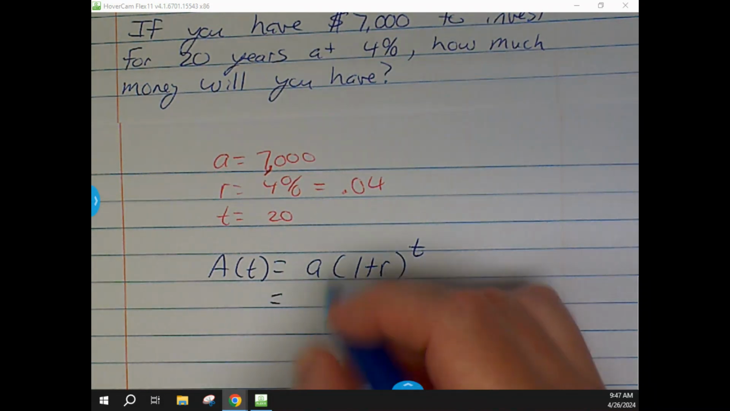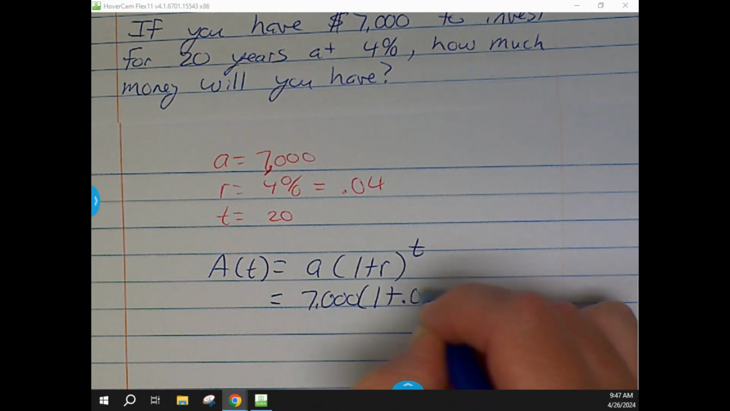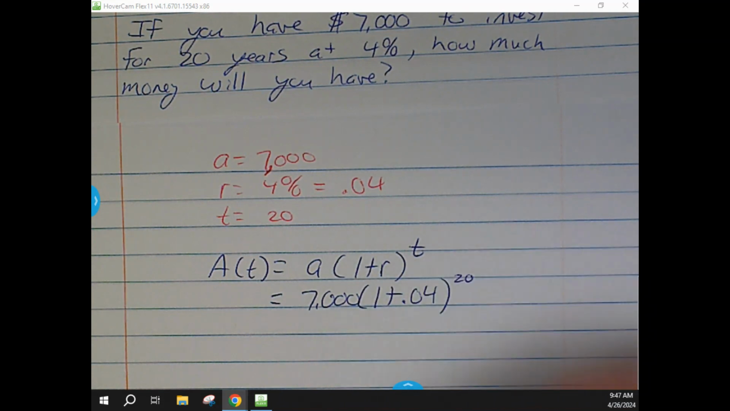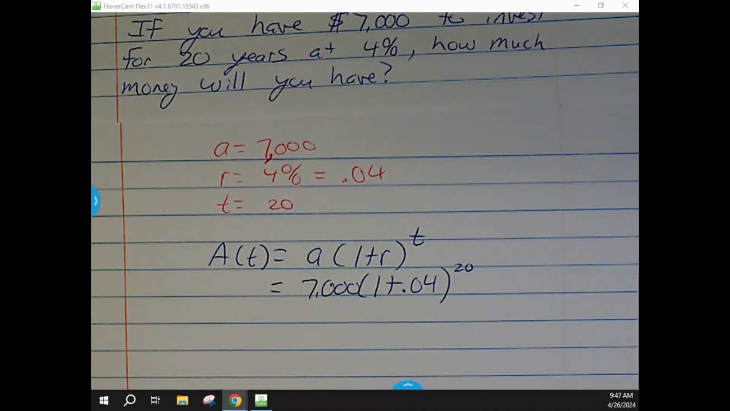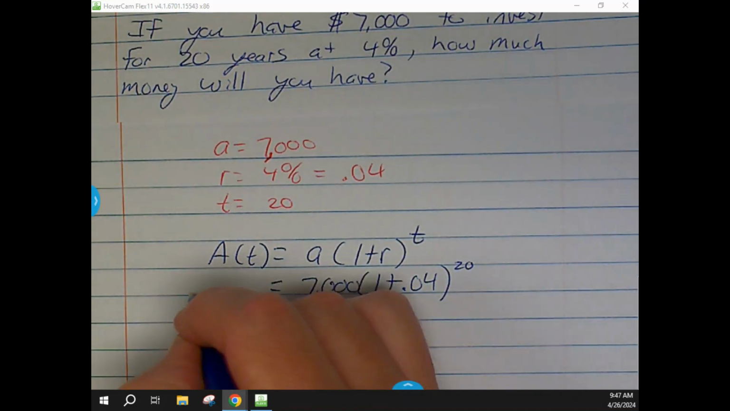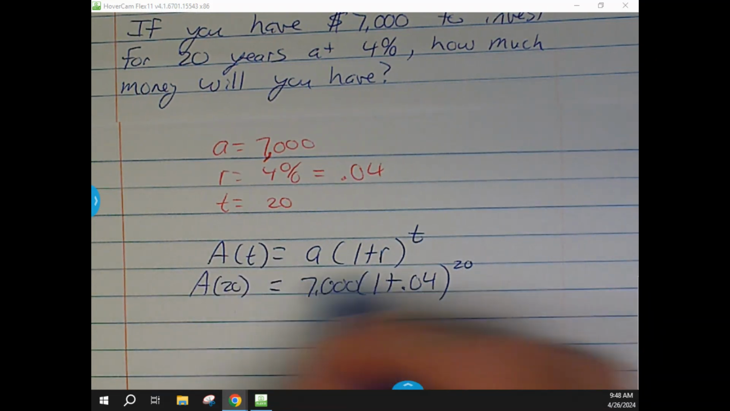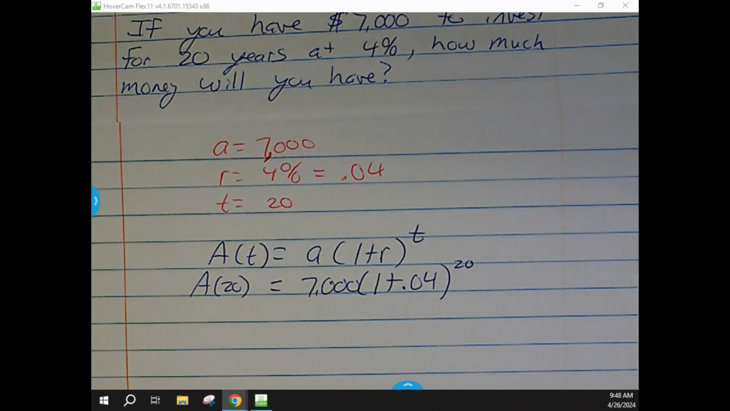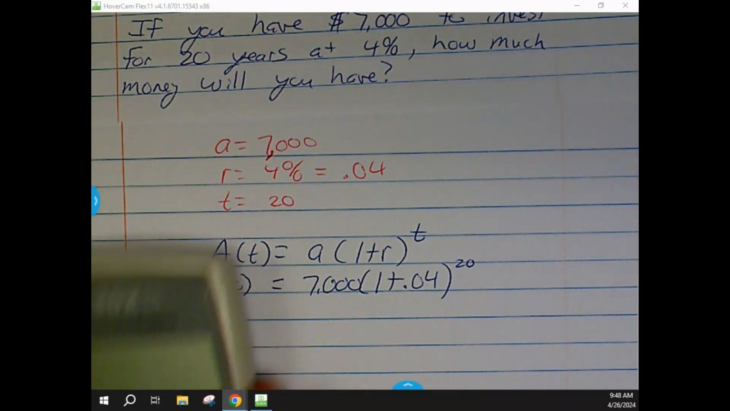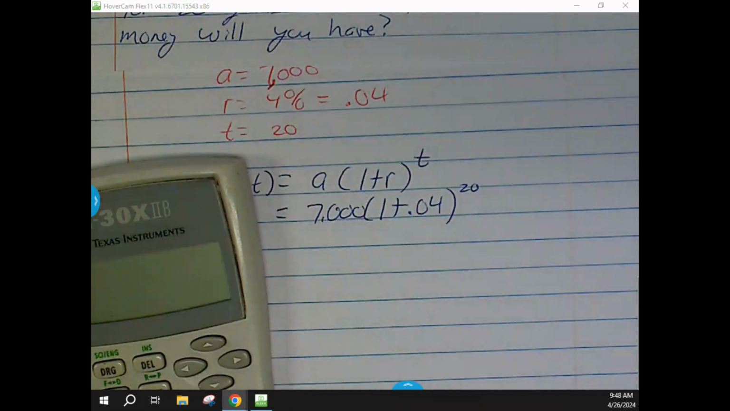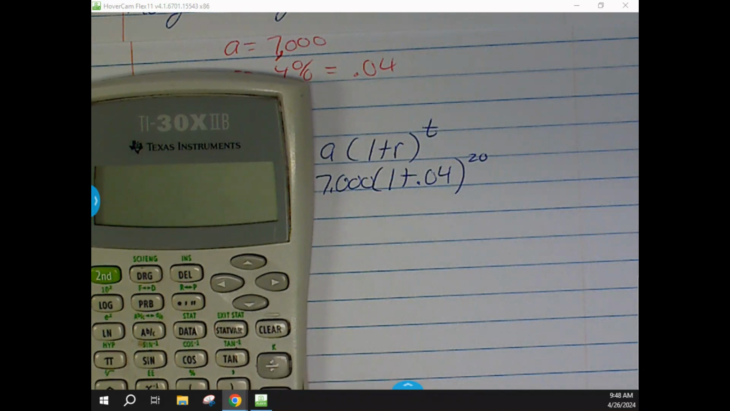Okay, so our A is 7,000. We've got 1 plus 0.04 to the 20th power. And now the left part is this one. This is the part we won't ever do a whole lot with, but technically the left-hand side is going to be A of 20. So after 20 years, this will be the amount of money that we're going to have. And again, you can do this by hand, you can do little bits and pieces of it, but honestly, almost all the questions we've got here, you can just plug straight into the calculator just like it's written.